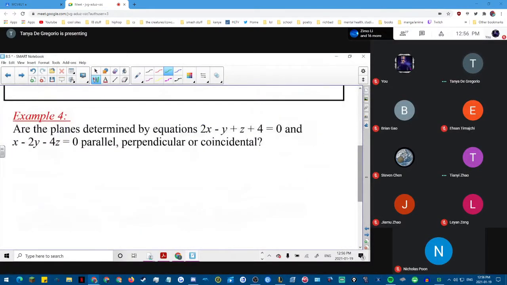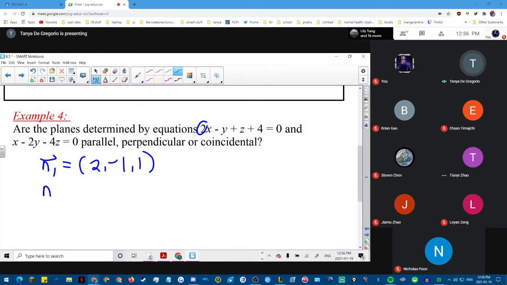Okay, so are the planes determined by 2x minus y plus z plus 4 equals 0 and x minus 2y minus 4z equals 0 parallel, perpendicular, or coincidental? They're both planes. So what I need to do here is find out if the normals are parallel, perpendicular, or coincidental. And then I can decide whether the planes are parallel, perpendicular, or coincidental. Okay, so what's my first normal? 2, negative 1, 1.